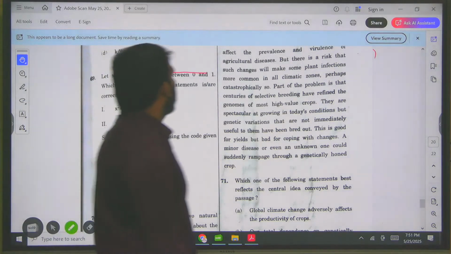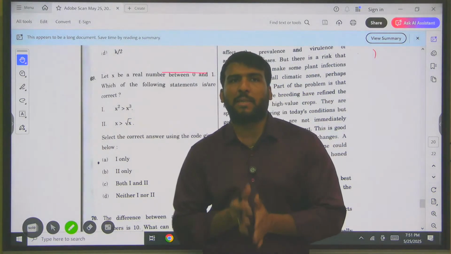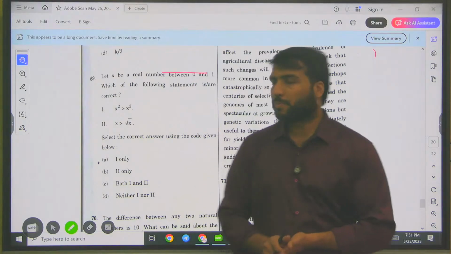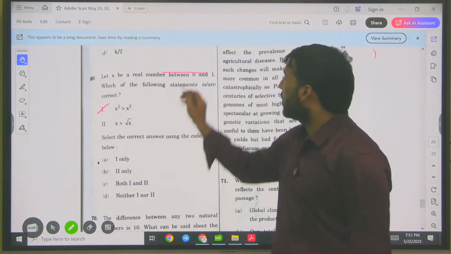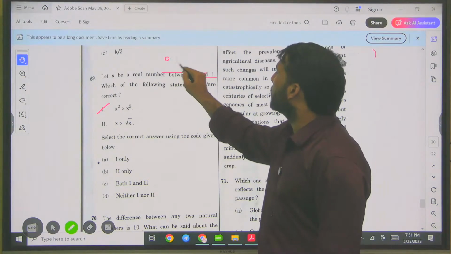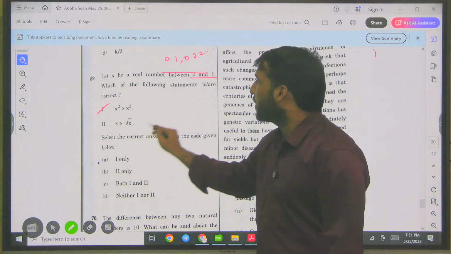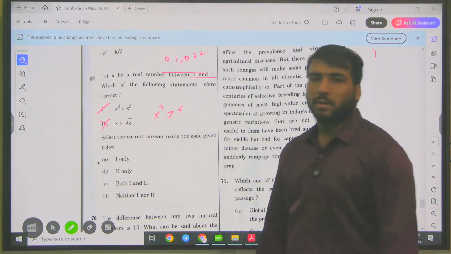X is a real number. You know, for example, if the digit is in points, like 0.1, 0.2, 0.3, the square value will be minimum. From that basic, I can say that x square will be greater than x cube because the value lies between 0. It will be 0.1, 0.22, whatever it may be. This is clear.